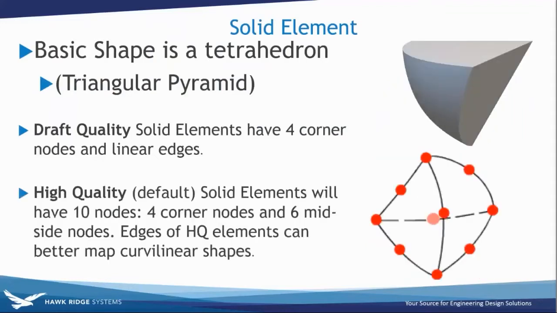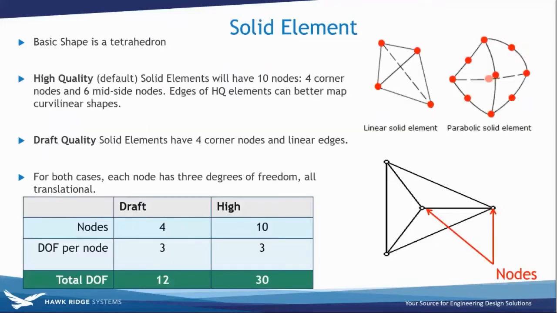High quality solid elements have 10 nodes. They have 4 corner nodes and 6 mid-side nodes. The edges can have a second order polynomial solution, making them better for mapping curved geometry because they're not restricted to the planar faces and linear edges. They can get a second order polynomial curve in there.